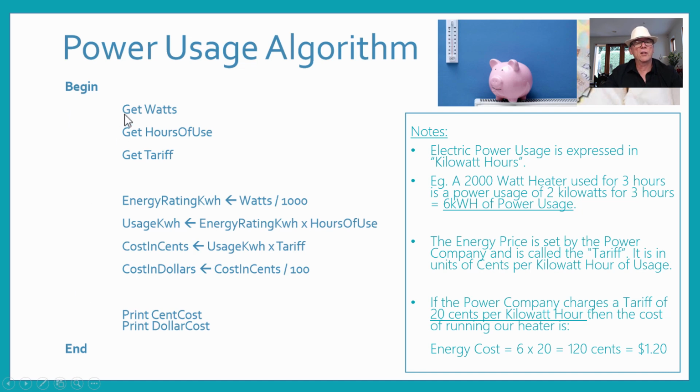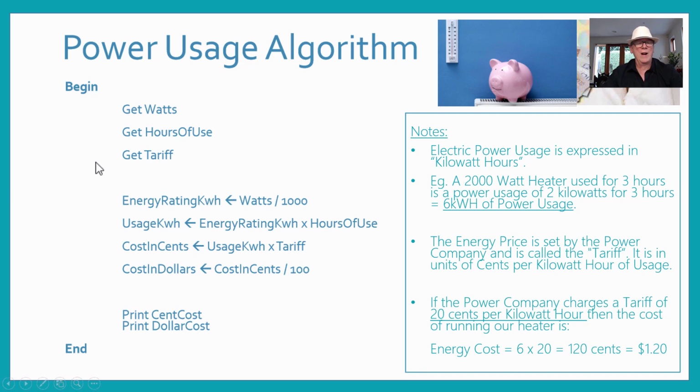And the things we need to get off the user are, we need to find out the watts for that electrical appliance, how many hours they're planning on using it, and how much the electricity provider that they're on, the power company, charges, what that tariff is. Then we can put it into all those formulas we were just talking about. And the output that we're going to tell the user is how much it cost them in cents and how much it cost running that appliance in dollars.